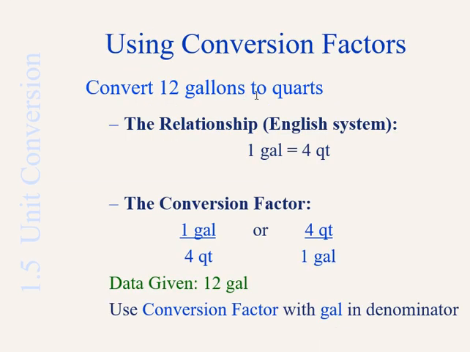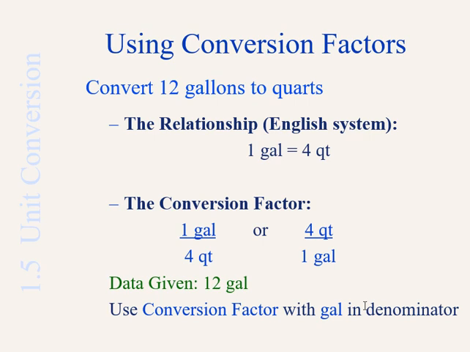Convert 12 gallons to quarts. Okay, so 12 gallons we want to convert to quarts. We know the relationship 1 gallon equals 4 quarts, and here is that relationship conversion factor. As I said, you will be using one of these two. The one that you will be using will give you your final dimensions or units in quarts, cancelling out the gallon part.